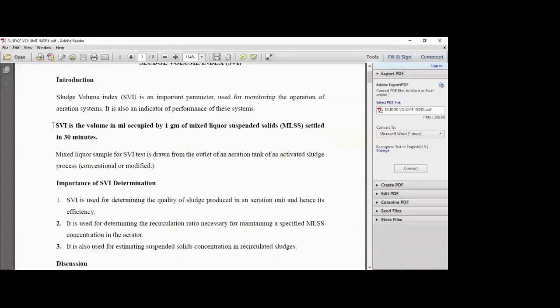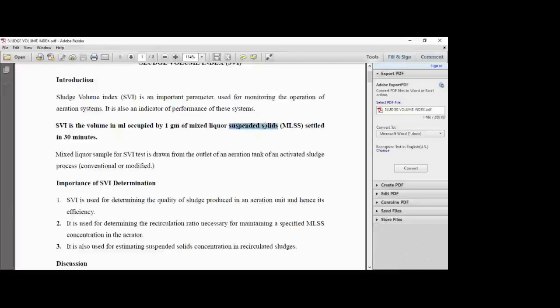Now, a very important definition, and there is maximum chance to get confused, right? Many of them do not remember this definition properly. SVI is the volume in ml occupied by 1 gram of mixed liquor suspended solids settled in 30 minutes. So you will see that the first stage of experimentation here is of 30 minutes. SVI denotes the volume in ml, so volume will be found out in ml only, right? It is the unit of measurement of volume, ml. So volume in ml occupied by 1 gram of MLSS, right?